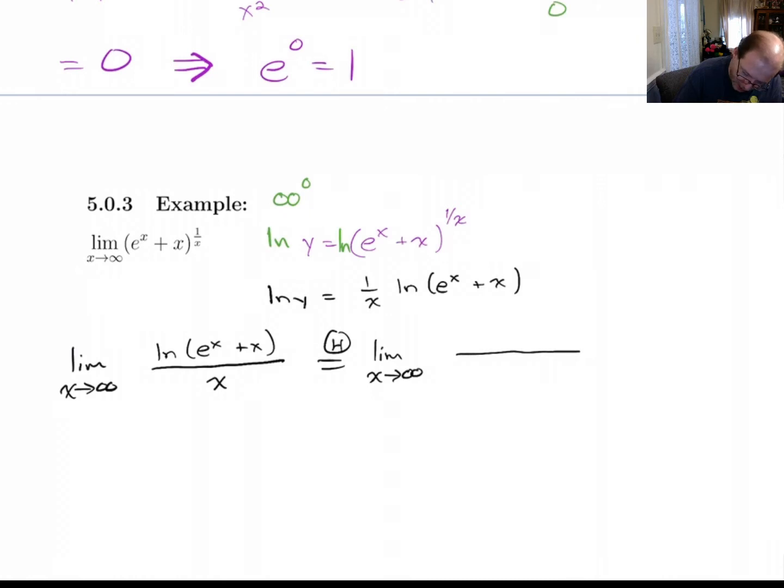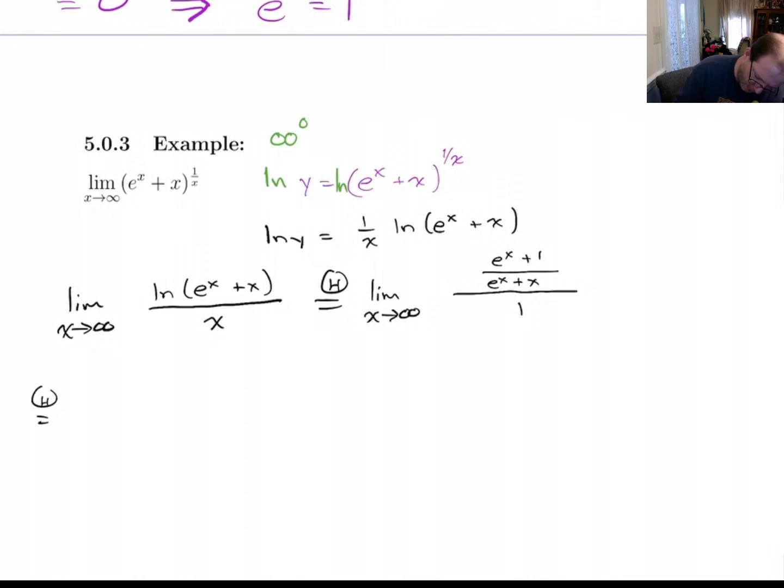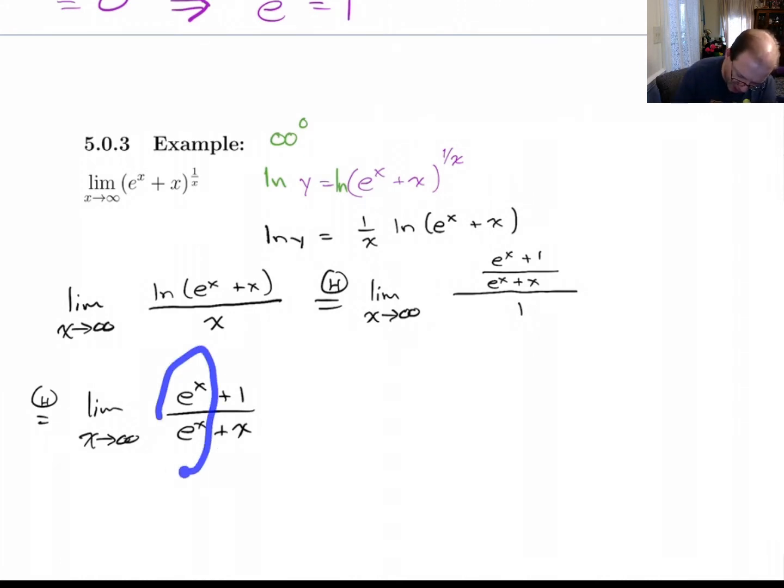All right, on top, if you take the derivative of that, we get e^x + 1 over e^x + x, and then on the bottom, we just get 1. All right, so let's rewrite this. We've got the limit as x goes to infinity of (e^x + 1)/(e^x + x). And there are two ways you could do this. You could just say, okay, the dominant terms on top and bottom are e^x, and that just gives you 1. And so the answer is 1.